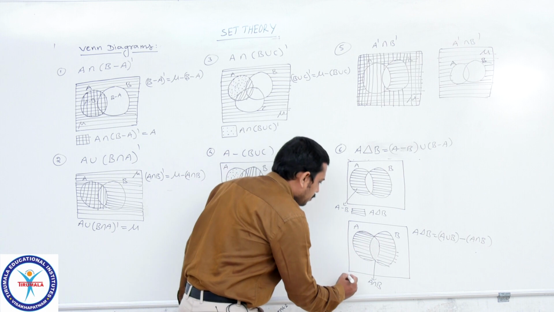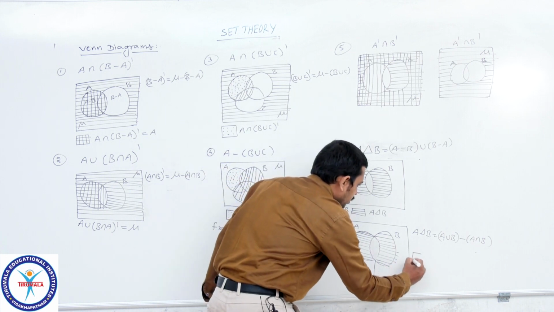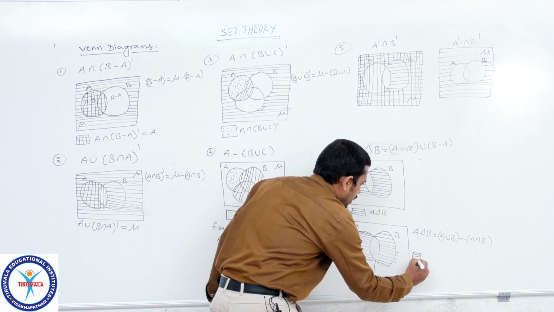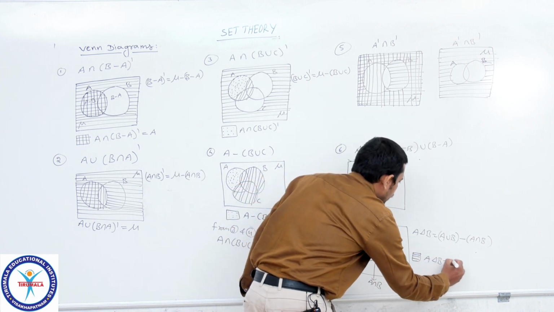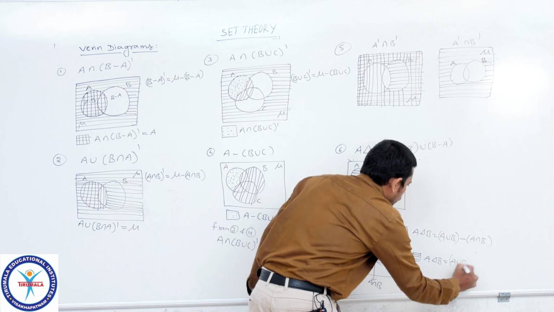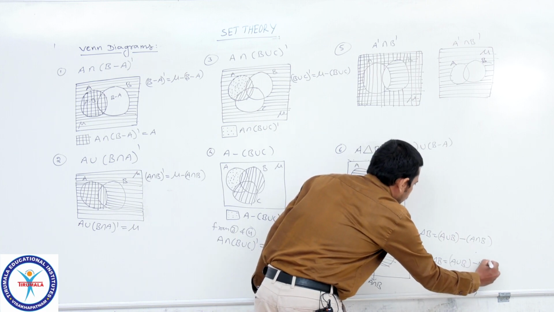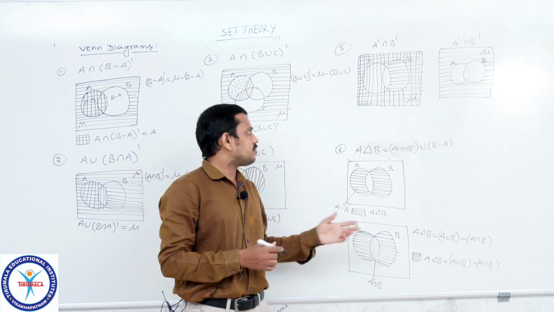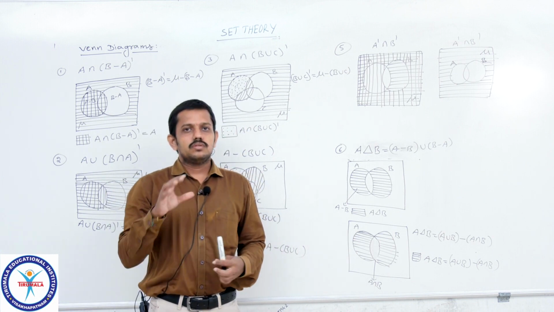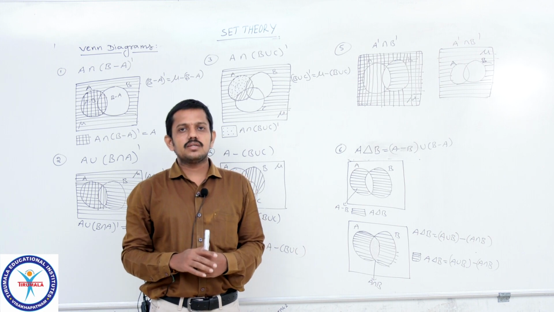So, this shaded portion now represents A delta B, which is equal to A union B minus A intersection B. So, students, in this way we have to draw the Venn diagrams for the given sets.